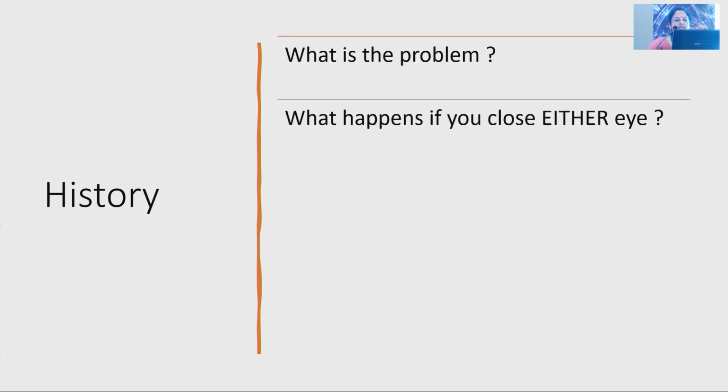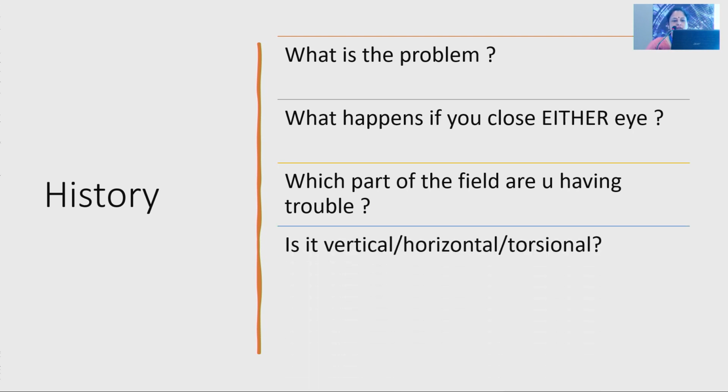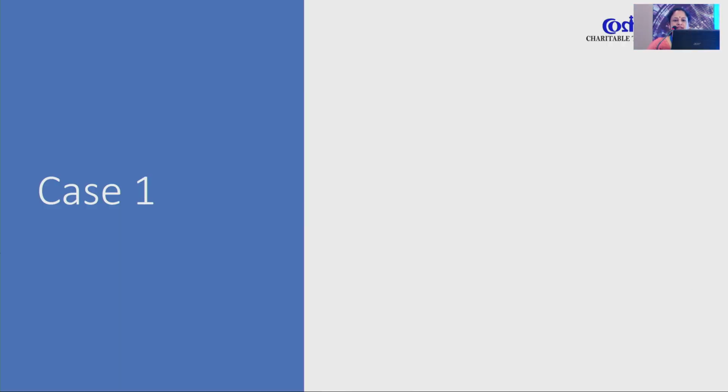Okay? So next we ask, what happens if you close either eye? You have to ask if the diplopia disappears when you close each eye. And which part of the field is the patient having trouble? Is the diplopia vertical, horizontal, or torsional? And is it variable or constant? So let's deal with each of these with certain cases.